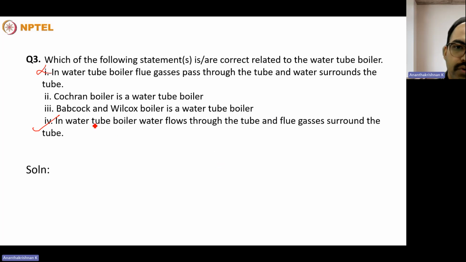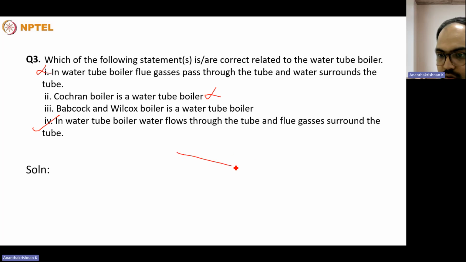So there are two types of boilers. One is called the Cochrane boiler, and the second one is Babcock-Wilcox boiler. We need to check which out of the two is a water tube boiler. Water tube boiler means that water flows through the tube and flue gas is outside. So Cochrane boiler is not that one. Cochrane boiler is something where the flue gases flow through the tube and water will be surrounding it. Babcock-Wilcox boiler is a type of water tube boiler where the water flows through the tube.